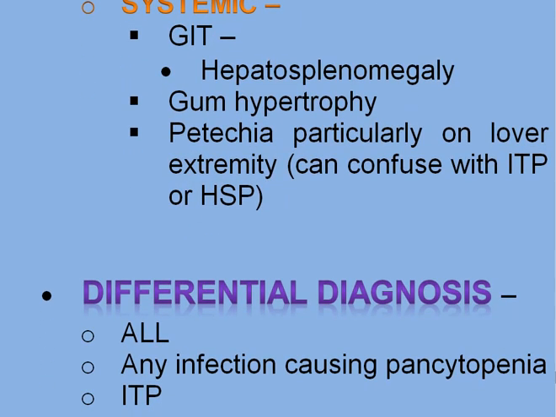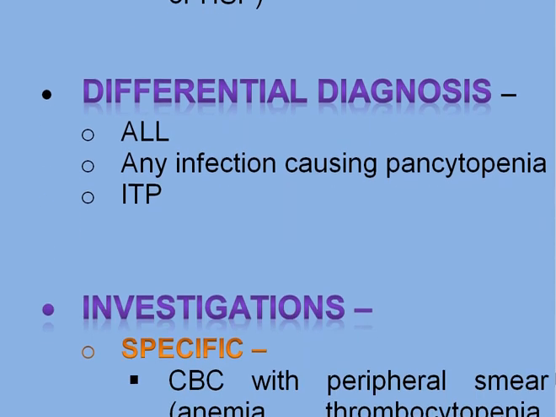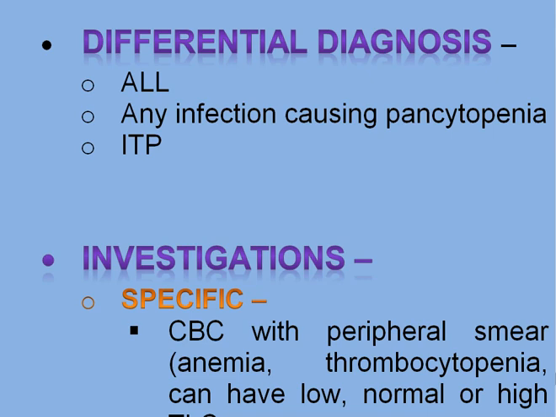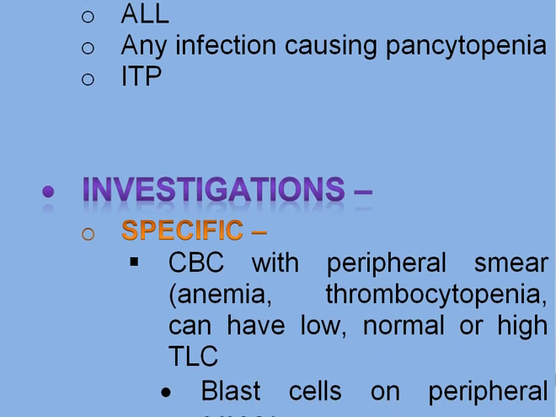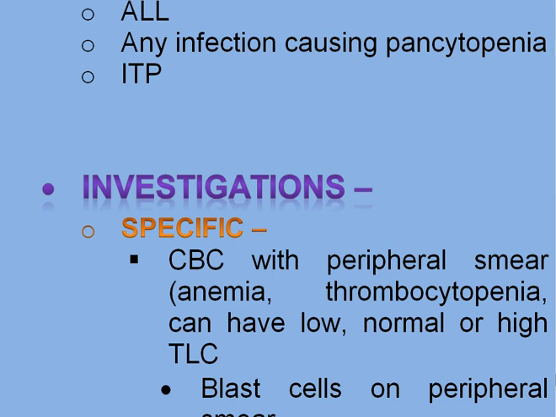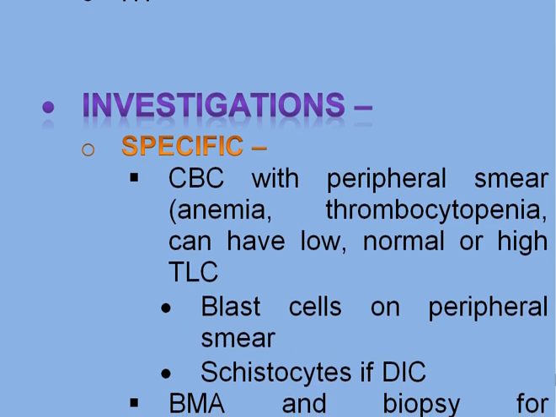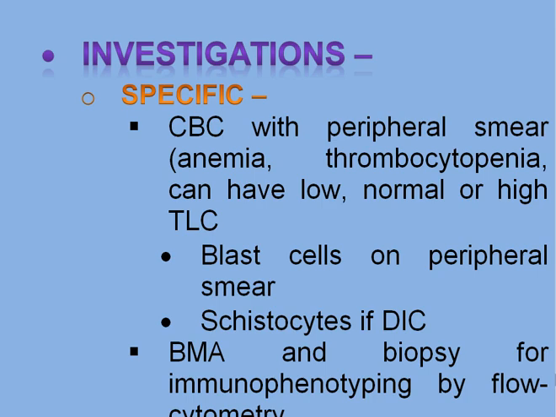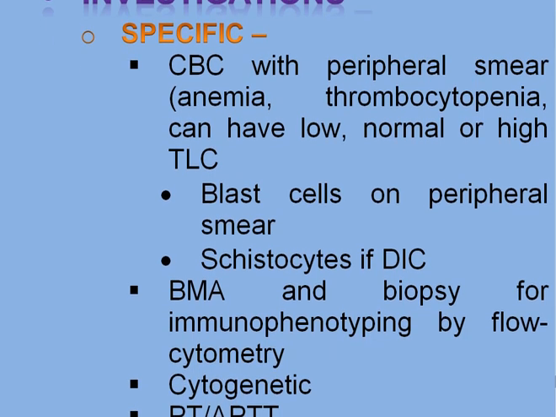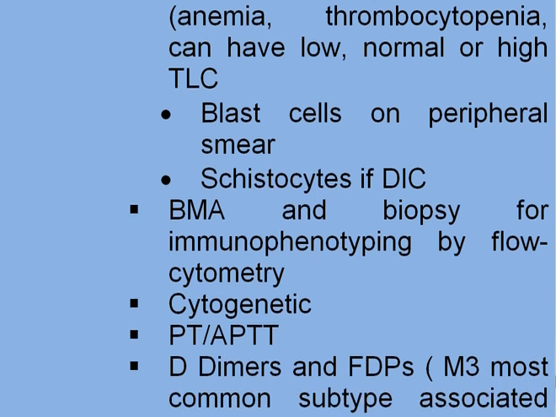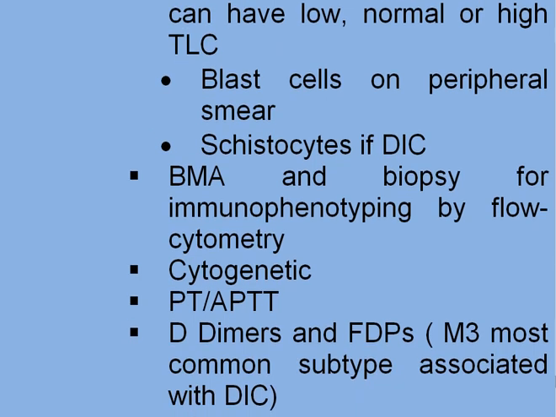So the differential diagnosis can be varied, but you must rule out acute lymphoblastic leukemia, any infection that is suppressing the bone marrow and causing pancytopenia, or ITP. Investigations to diagnose are CBC with peripheral smear, which will show anemia, thrombocytopenia, and can have low, normal, or high TLC. Blast cells can be seen on peripheral smear, and schistocytes if DIC. Bone marrow aspiration and biopsy for immunophenotyping by flow cytometry, cytogenetics, PT, APTT, D-dimers and FDP.